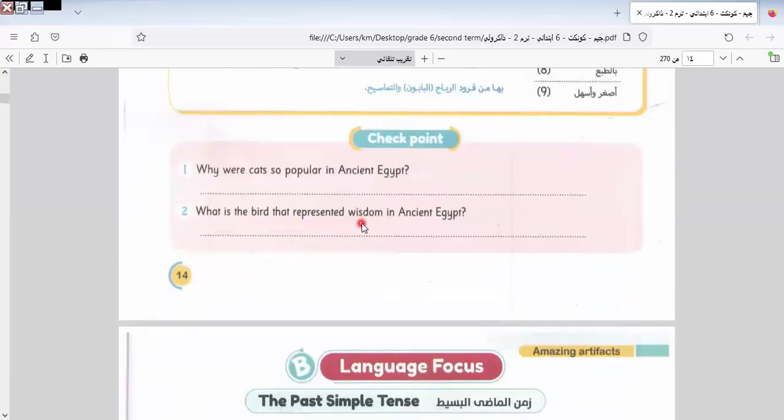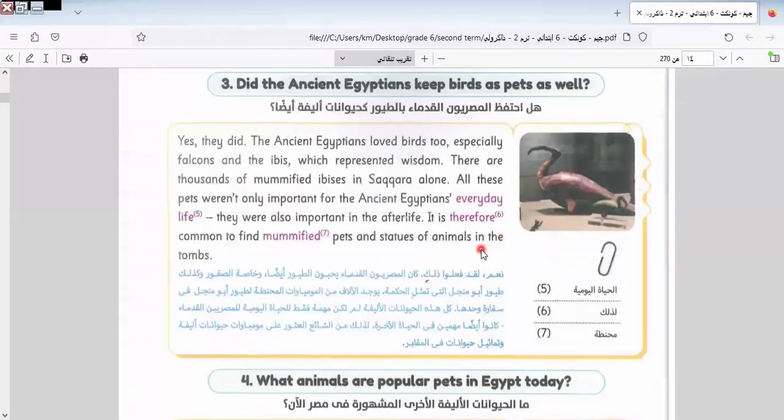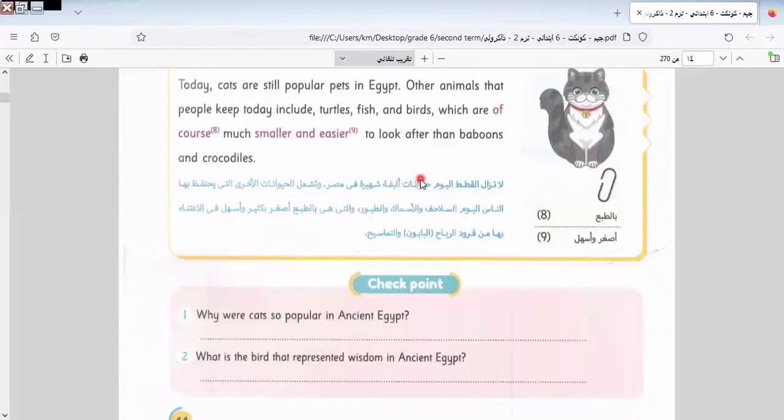Let's go to another one here. What is the bird that represented wisdom in ancient Egypt? Let's find out in this part. The wisdom bird in ancient Egypt. Which is the wisdom bird here? Falcons and ibises. It's a kind of bird that represented wisdom. Okay, represented wisdom.